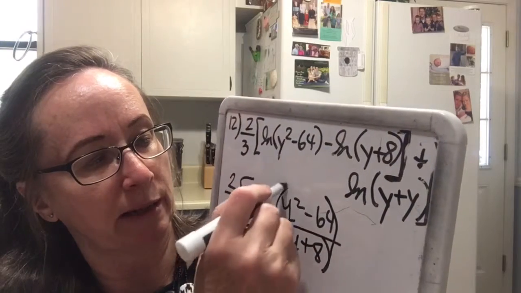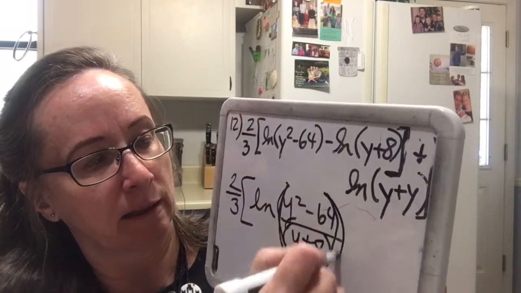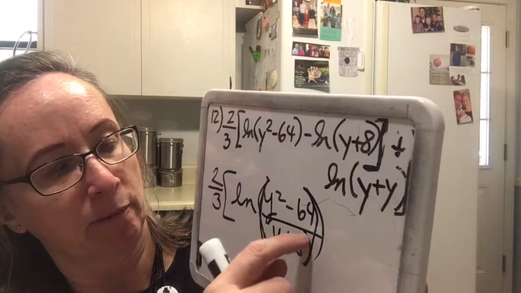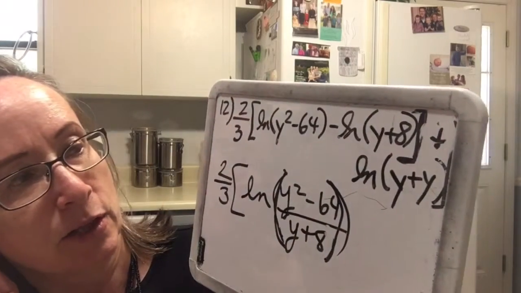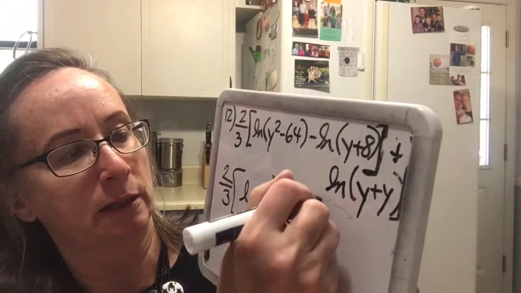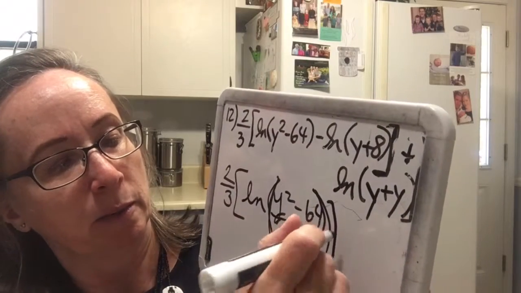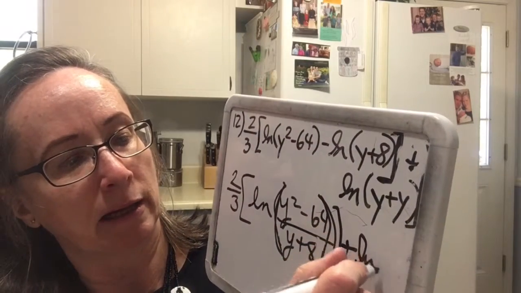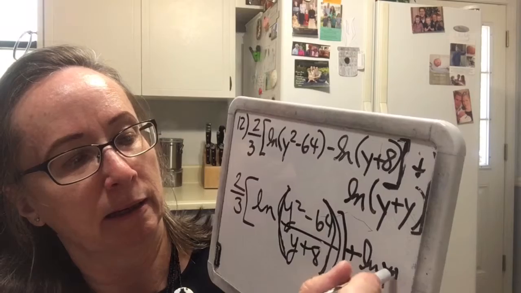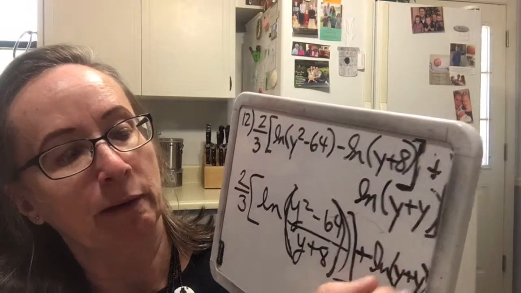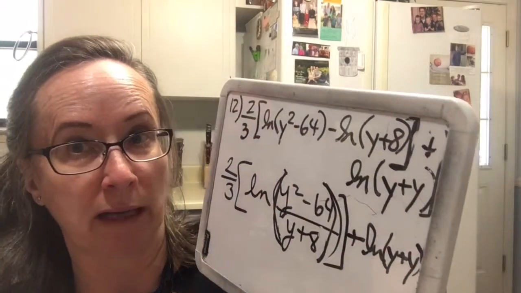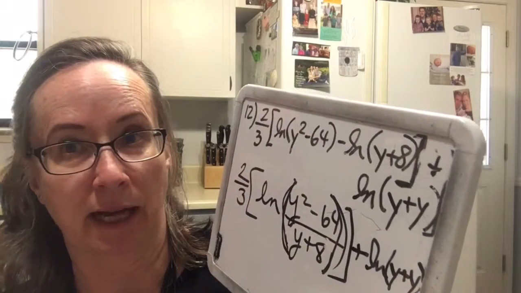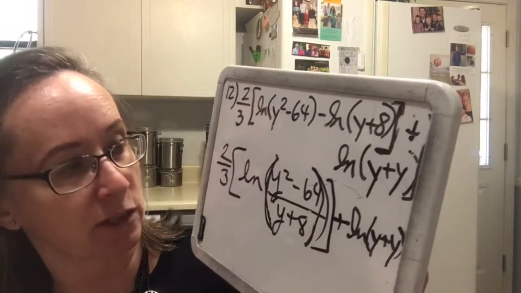And this is one big radical. I don't need to put another radical parenthesis. So then I can just close off that and put plus natural log of y plus y. Now, it would be okay to put natural log of 2y, but I can't simplify it any further than that. I can't change its form.